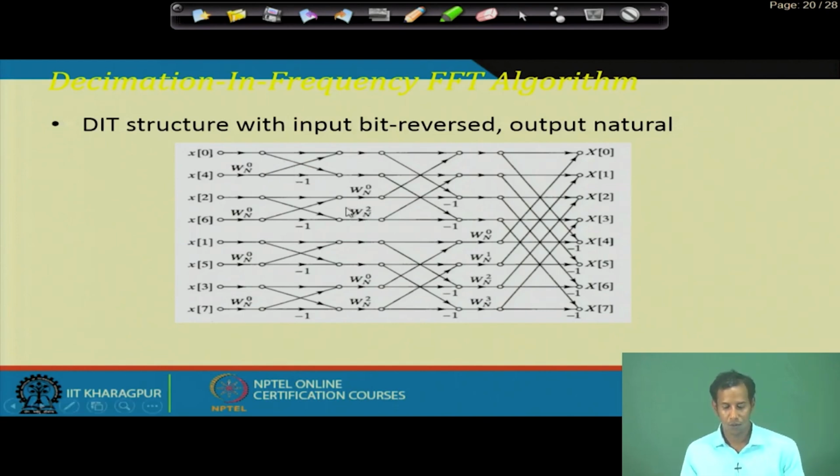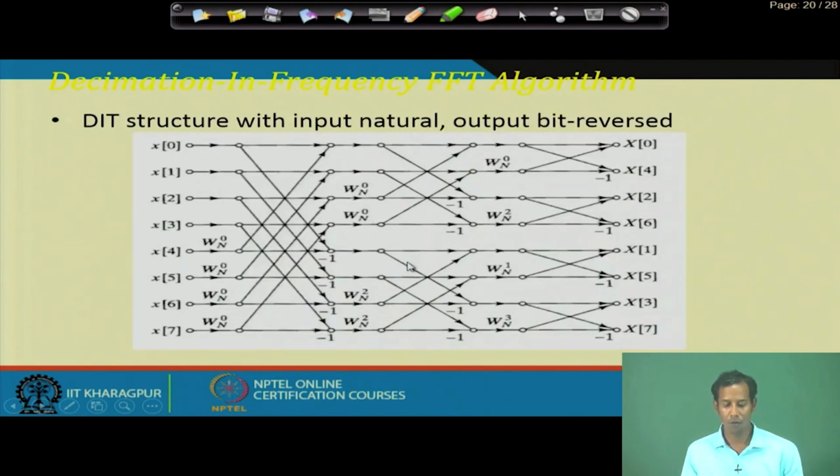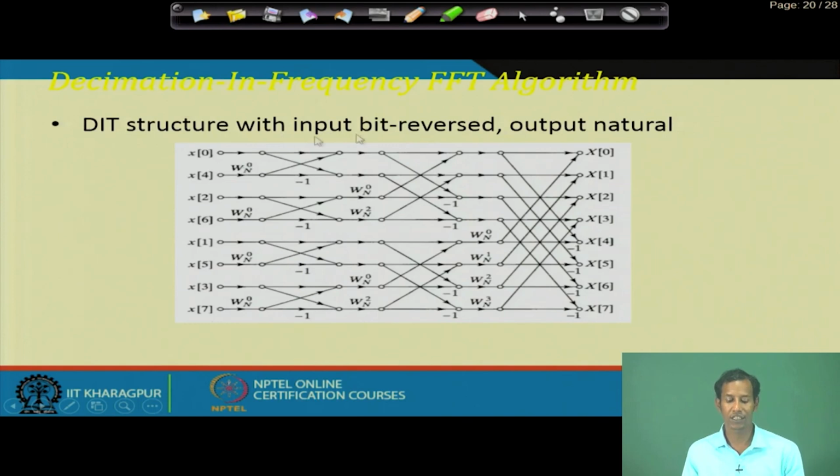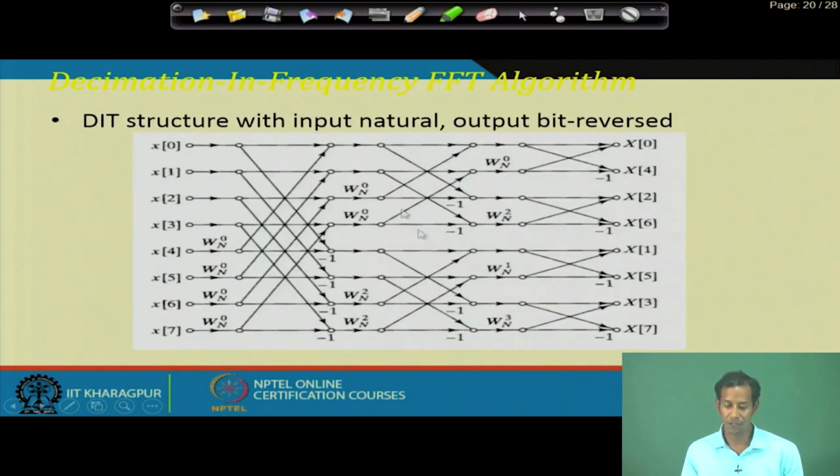Okay. And here you see, this cross multiplication is known as the butterfly operation. The lower branch of this butterfly is multiplied with -1, whereas the upper branch is multiplied with +1. Okay. Now, this is decimation in time, and in case of decimation in frequency, the input is in original sequence, but the outputs are coming in bit reverse manner.